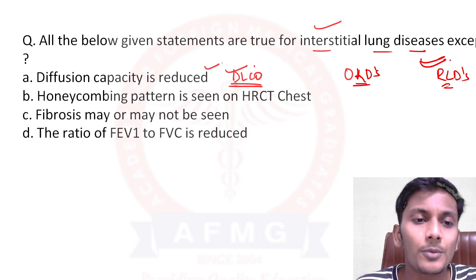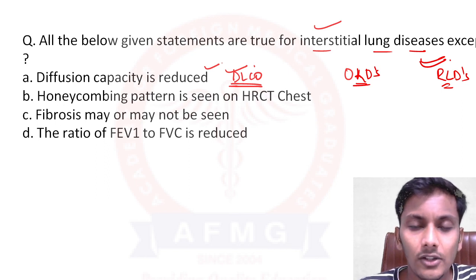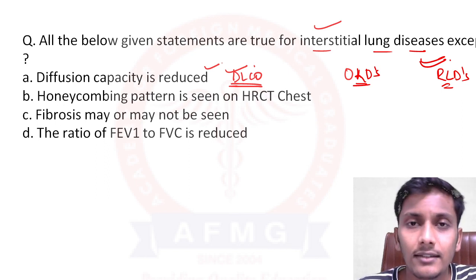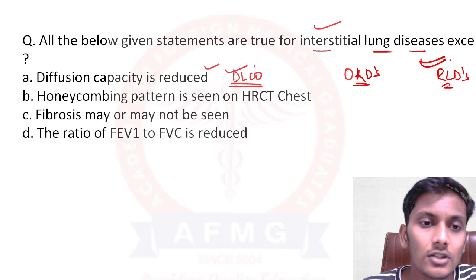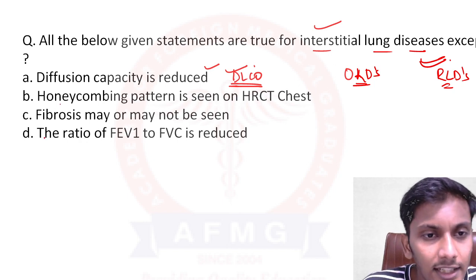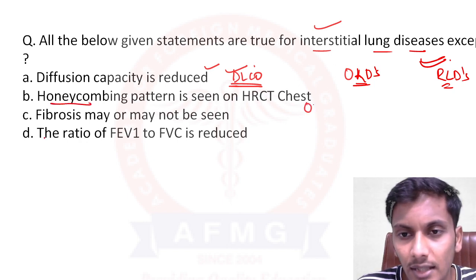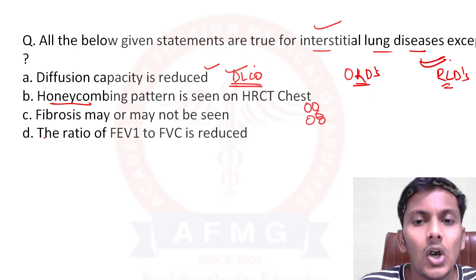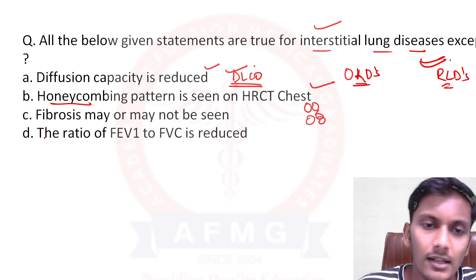Second, option B, honeycombing pattern is seen on HRCT, that is high resolution CT scan chest. So please remember, in cases of interstitial lung diseases, due to the interstitial fibrosis which is there, we can see a honeycombing pattern. We can see something like this, the honeycombing pattern on HRCT chest. So this statement is also true.